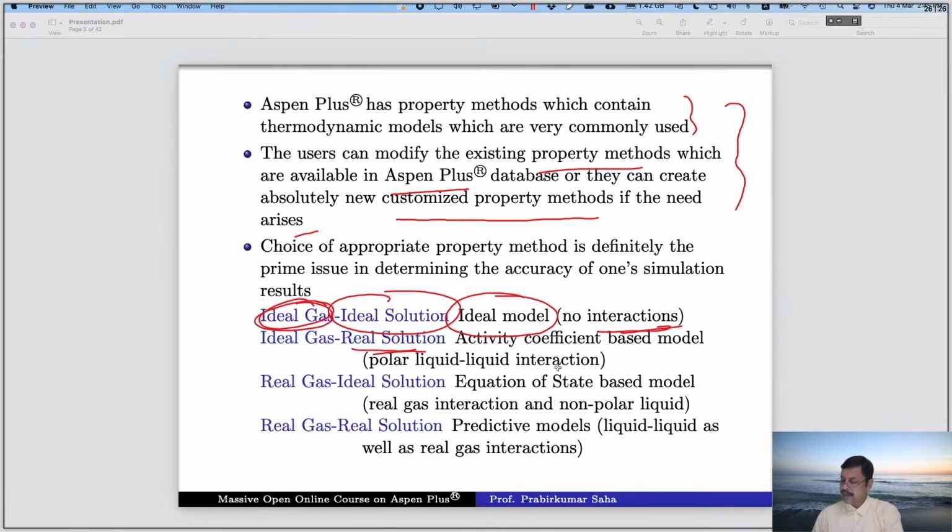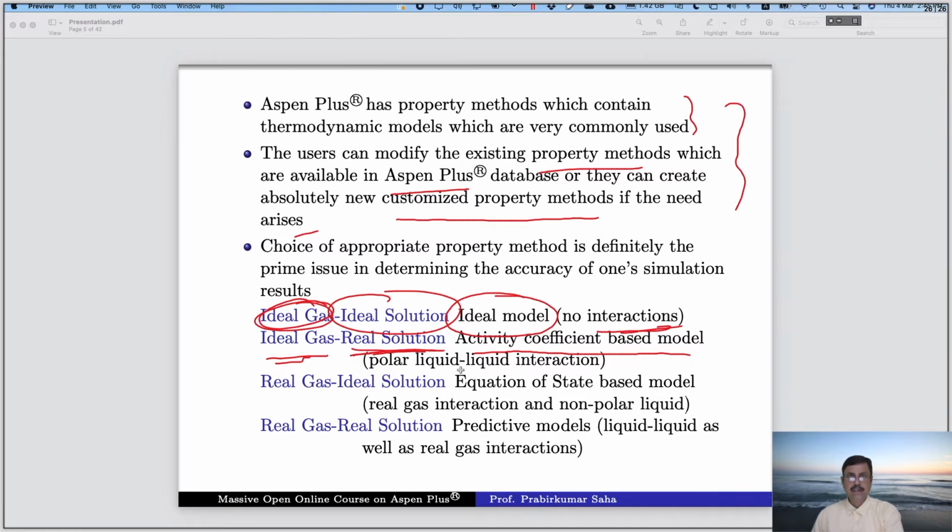In that case, it will no longer be an ideal solution, it will be a real solution. But the gas phase may be ideal. In such a situation, we have to use an activity coefficient based model.